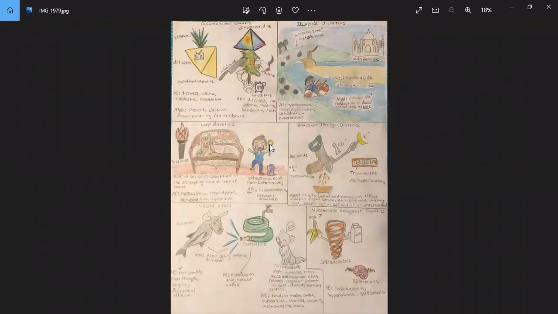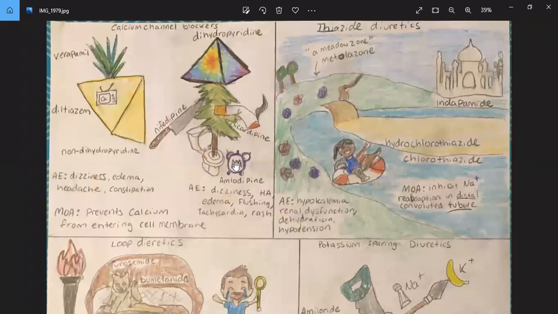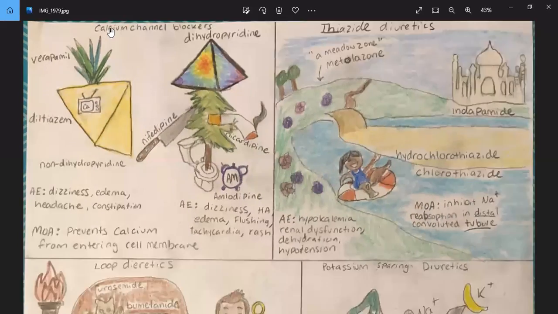Okay, moving on, we have our calcium channel blockers. So there are two subcategories in the calcium channel blockers. So we have our non-dihydropyridines and our dihydropyridines. So we have pyramids for pyridine, and then this one is dyed for dihydropyridine, and this one is not for non-dyed.